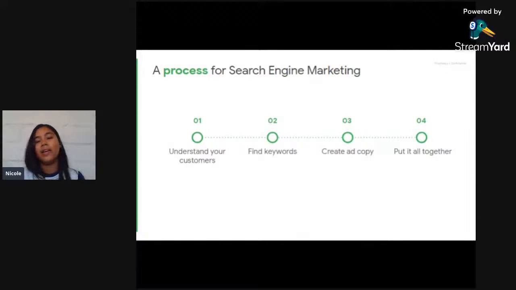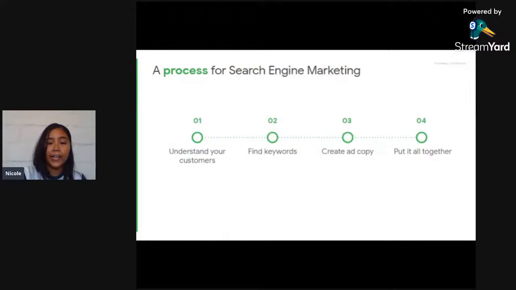So now let's take a look at the process for search engine marketing. The first step that you need to consider is that you need to understand your customers. This is what makes everything else happen. You need to find keywords. You need to brainstorm good keywords to bid on that might be relevant to your target audience.